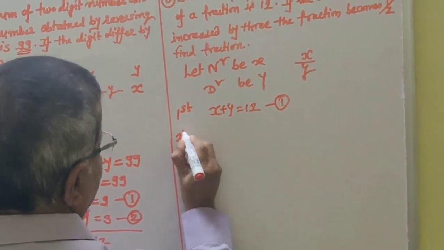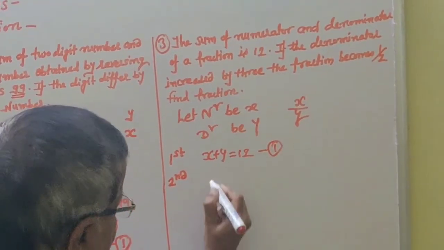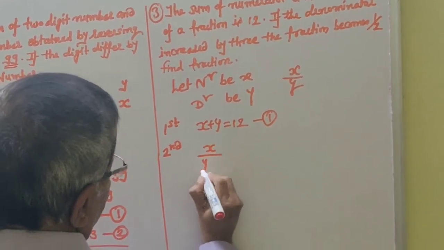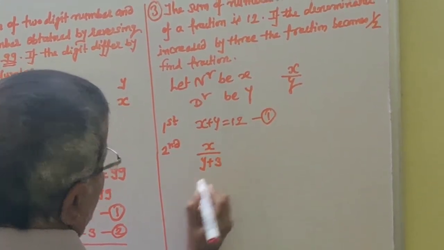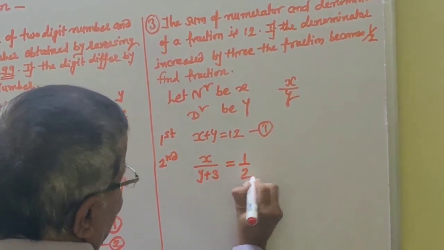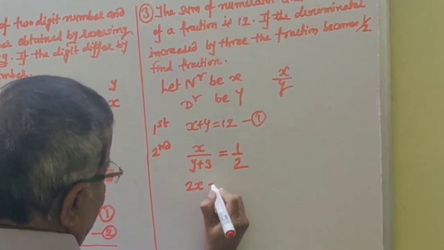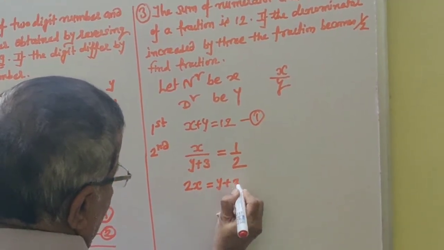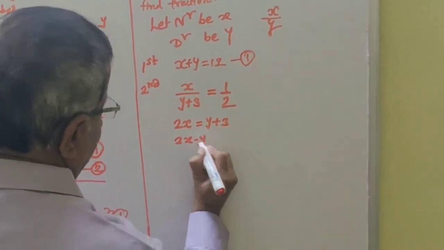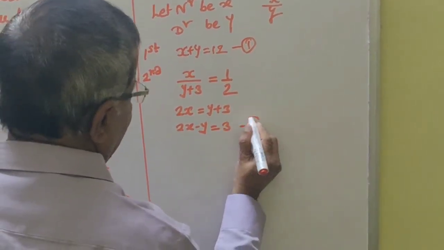Now for the second condition, what is given? If the denominator is increased by 3, meaning only the denominator is increased, I will write x upon y plus 3, and the fraction will become 1 by 2. Now by cross multiplying, I will get 2x is equal to y plus 3. Now I will transfer y here, so my standard equation will be 2x minus y is equal to 3. This is my required equation.